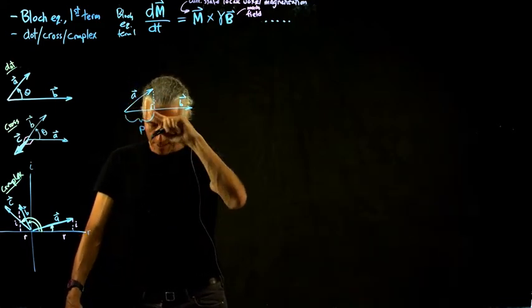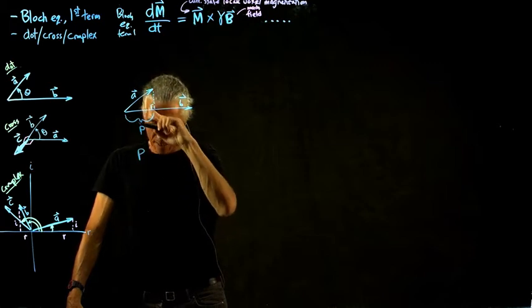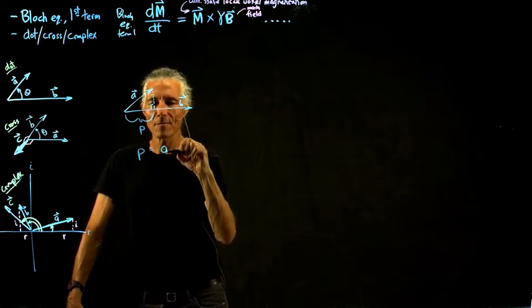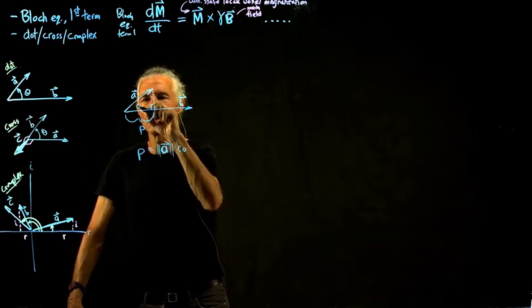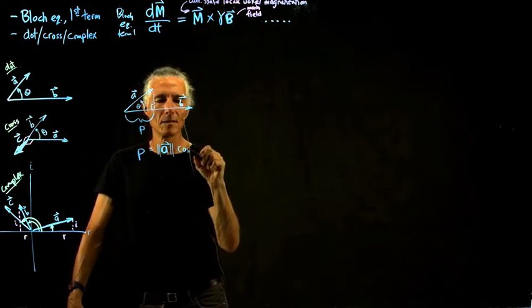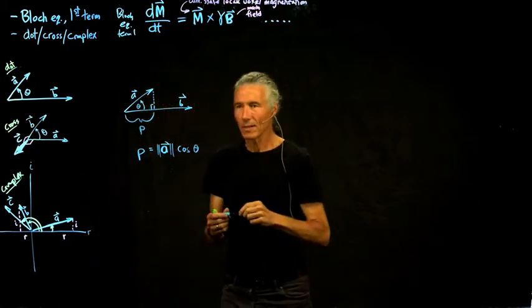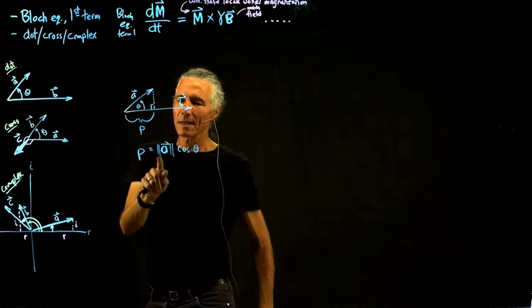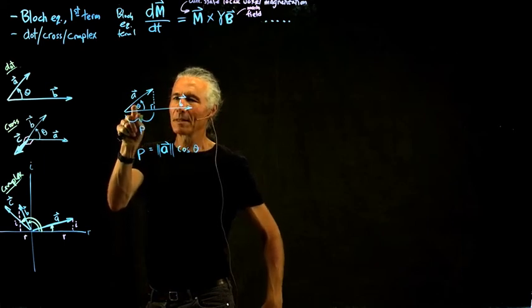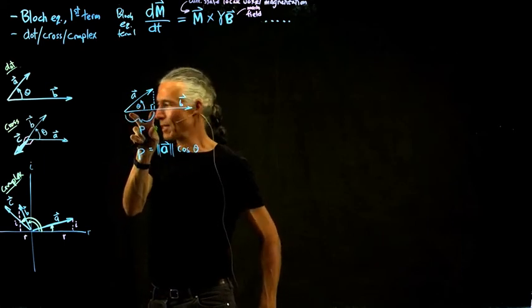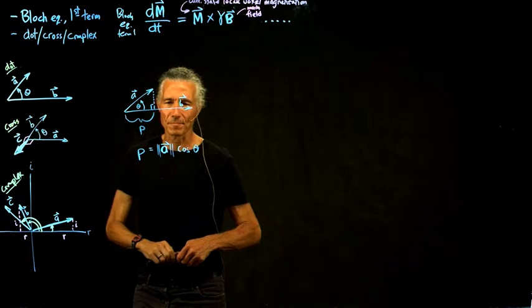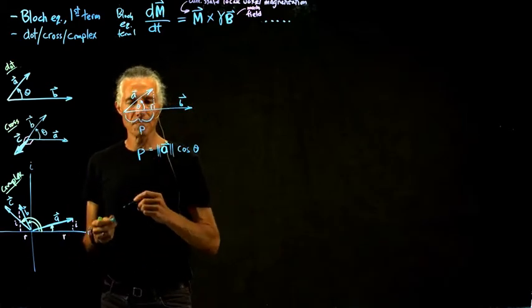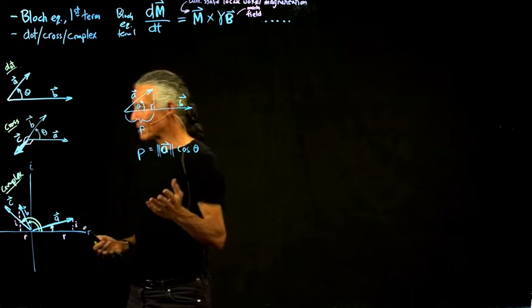And so what does the P equal? Well, the P equals the length of A times the cosine of that angle. So here's that angle. So that's the hypotenuse times the cosine. The cosine tells you the length of the adjacent side of the triangle. So that's the projection, but the dot product is more than the projection.